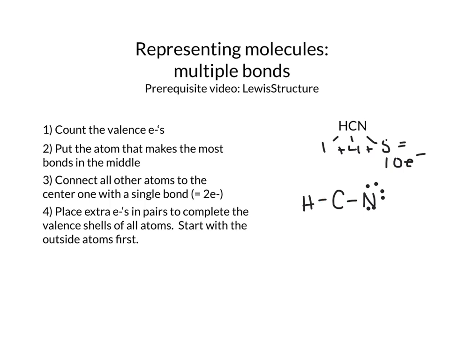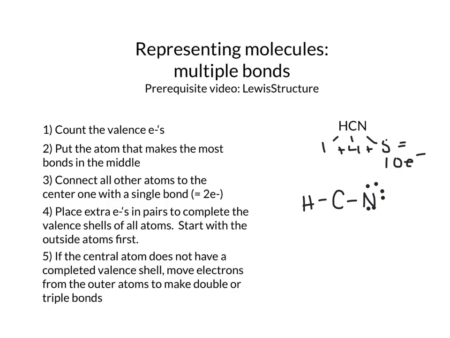So somehow we have to figure out a way, without putting any more electrons in, because we have our 10 electrons in there, to give carbon 4 more electrons, right? So this is where we have to add a rule to our 4 rules. So we'll need another rule. Our last rule reads that if the central atom does not have a completed valence shell, which is the case here, we have to move electrons from the outer atoms to make double or triple bonds.